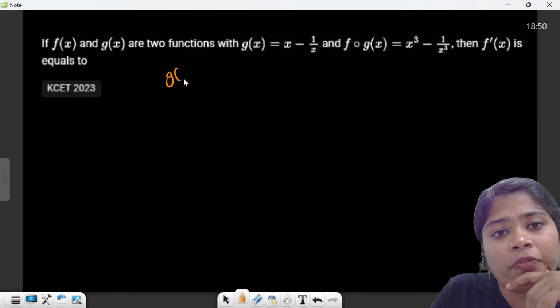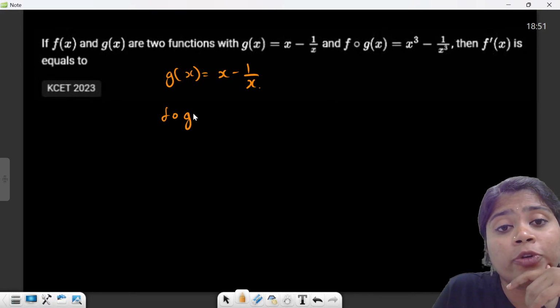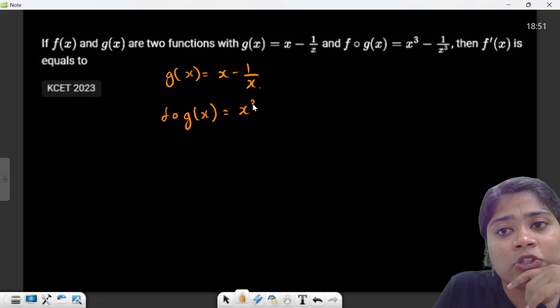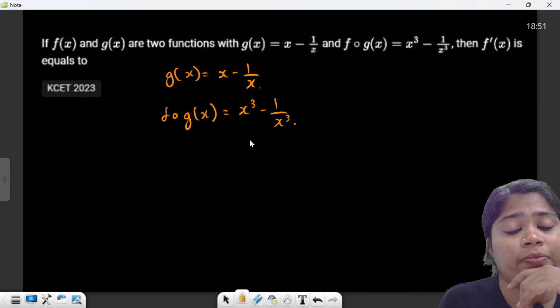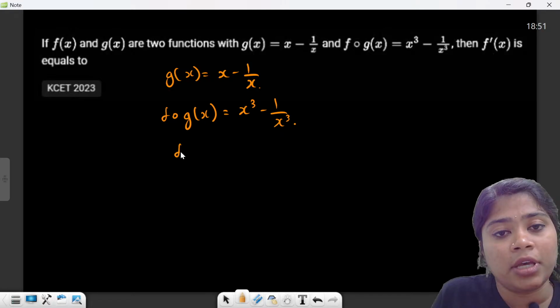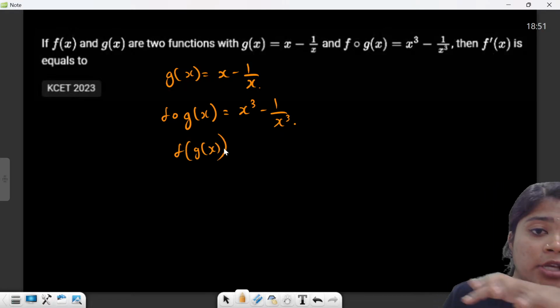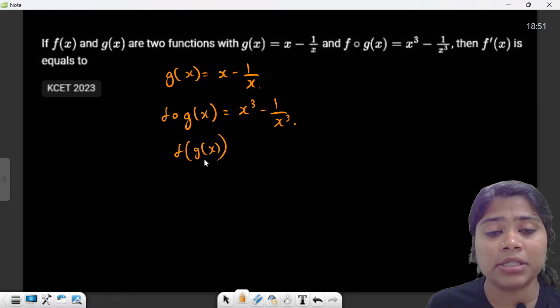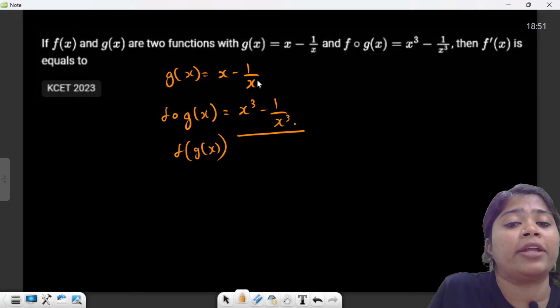So here g of x is given as x minus 1 by x. And f composition g of x is given as x to the power 3 minus 1 by x to the power 3. So what is f composition g of x? F of g of x. So we already know g of x. In order to find this, you want to write this in terms of x minus 1 by x.